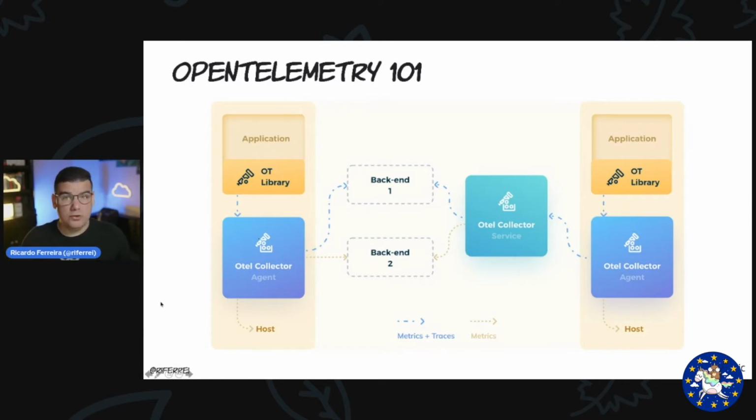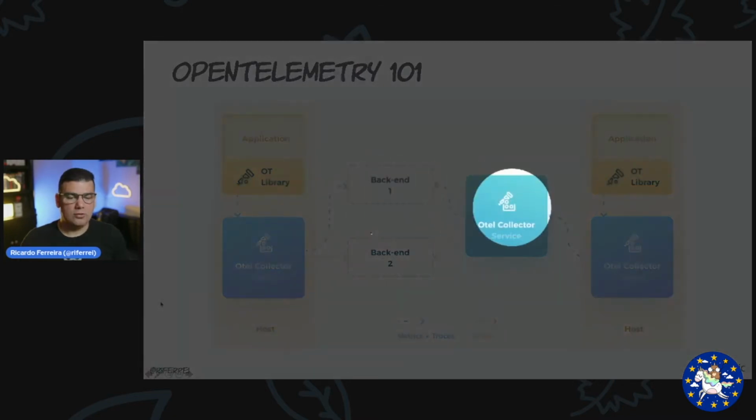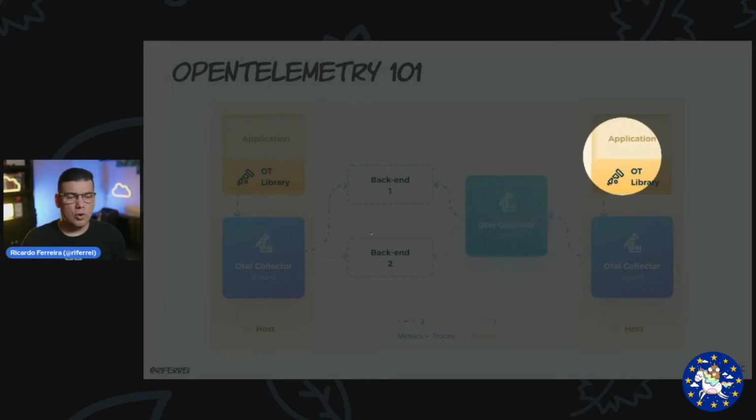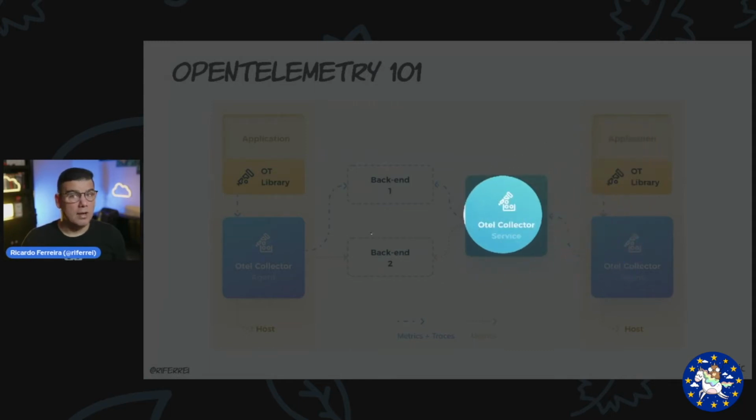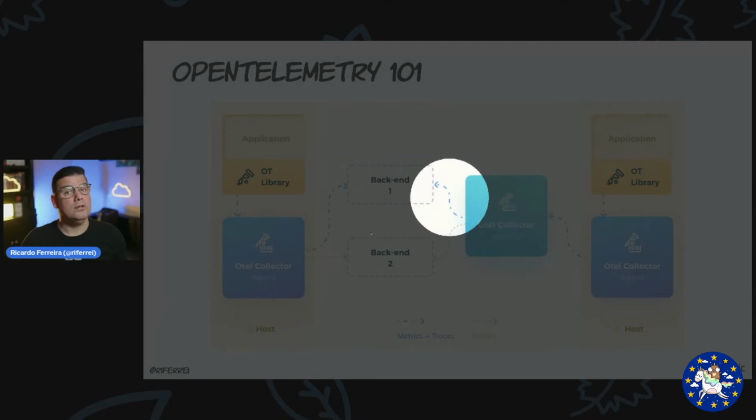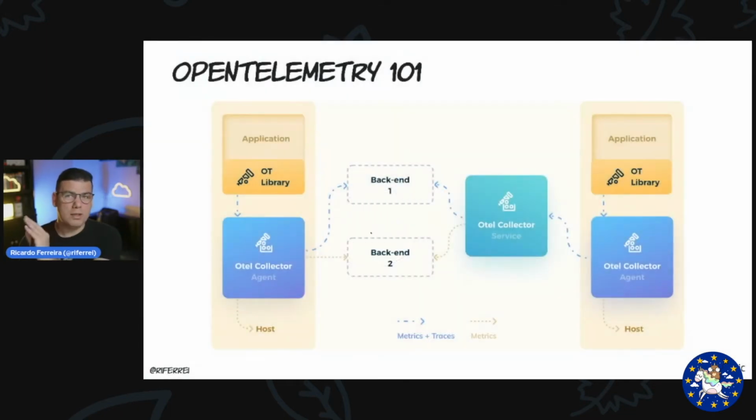If for some reason your backend does not support the OpenTelemetry standards, you can use something called a collector. A collector is this component over here that's going to act as, let's call it, a middleman. Your application sends the telemetry data to the collector, and then the collector is responsible for talking the specific protocol that the backend supports.